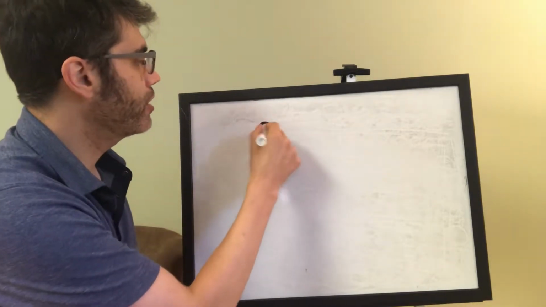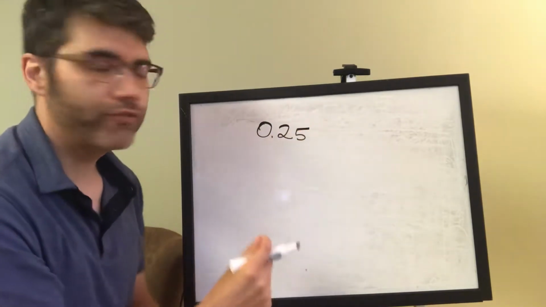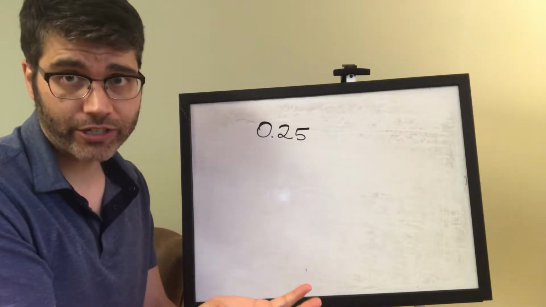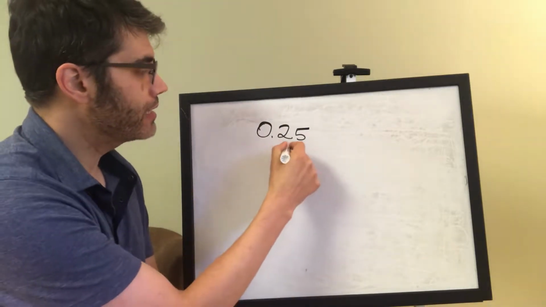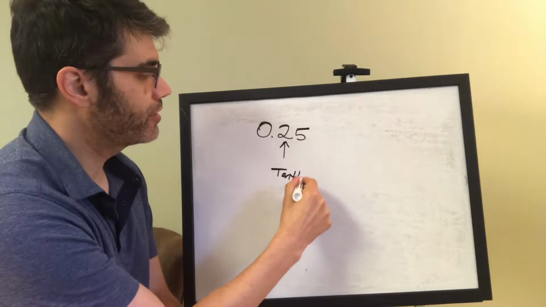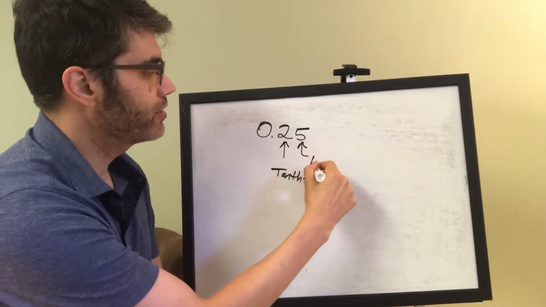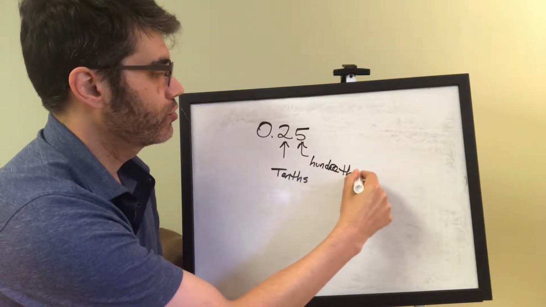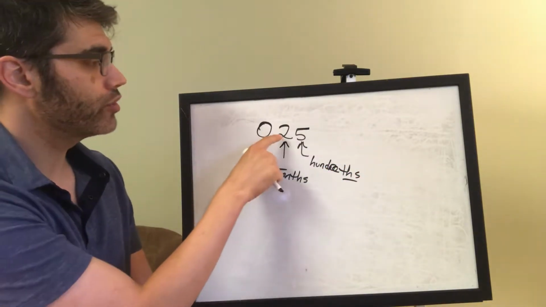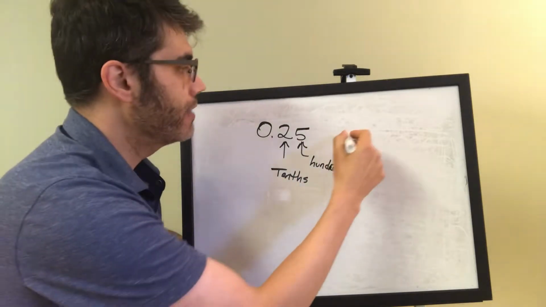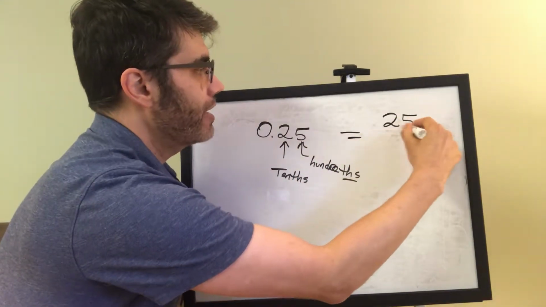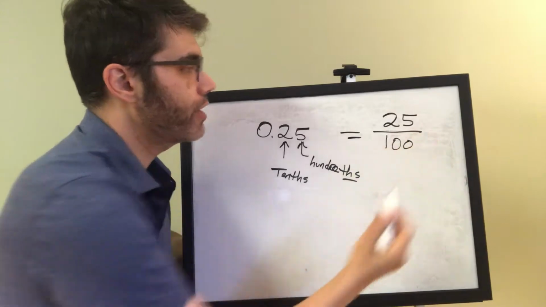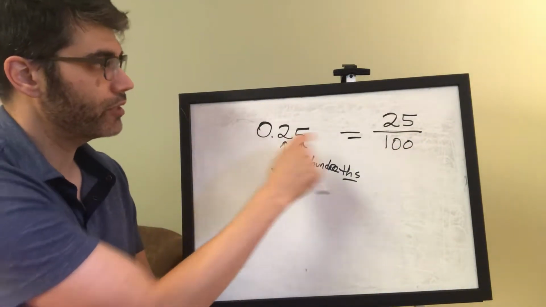So why don't we take some decimals and turn them into fractions? Let's say we have 0.25. If you can say it, then you can write it as a fraction. This is the tenths place, this is the hundredths place. So this is 25 hundredths, and you write that as a fraction as 25 over 100. So you have turned this decimal into a fraction.